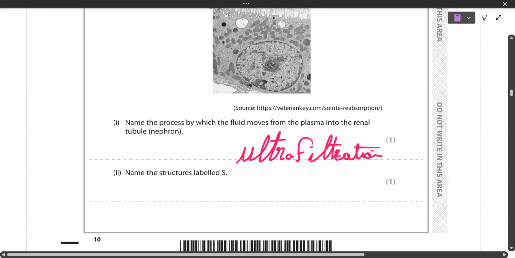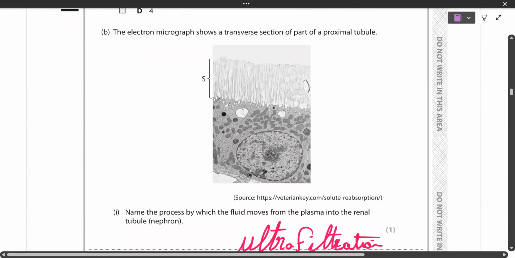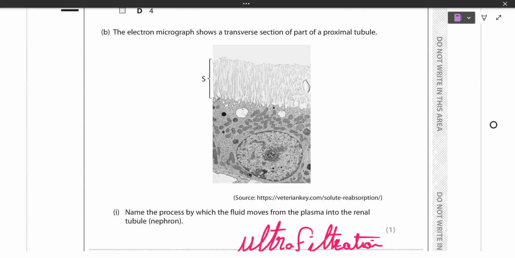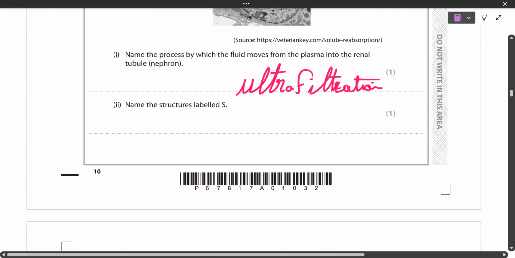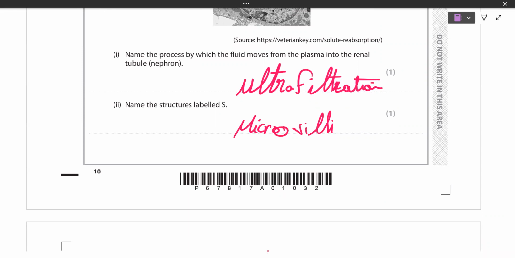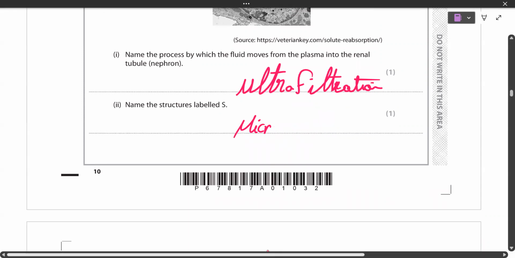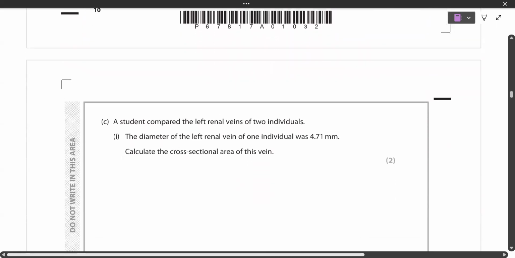Name the structure labeled S. What do you think? What's S? Villi. This is microvilli. By the way, when we write it, it is one word: microvilli. I just can't get the spacing right. Microvilli. Okay, next question.